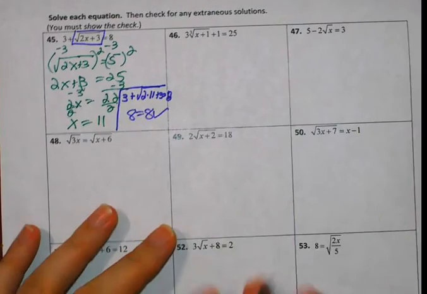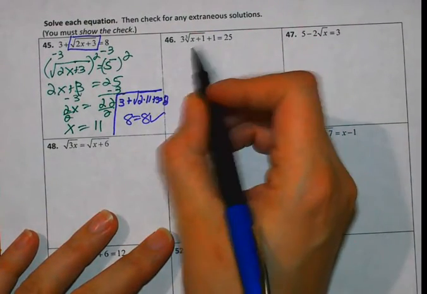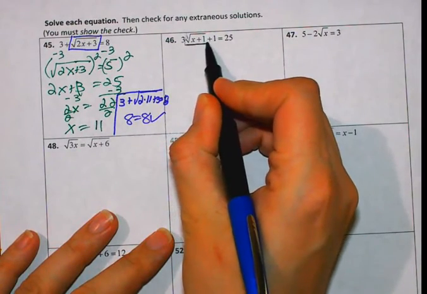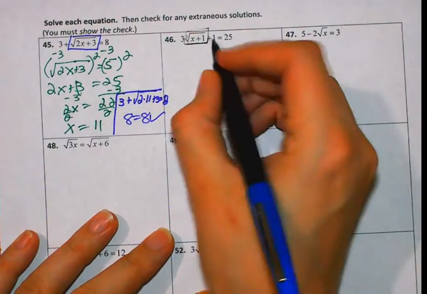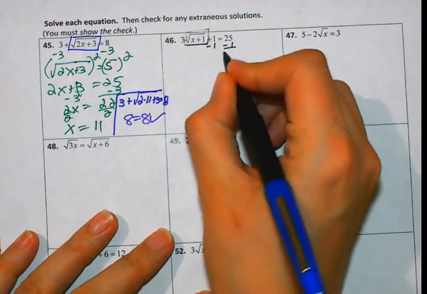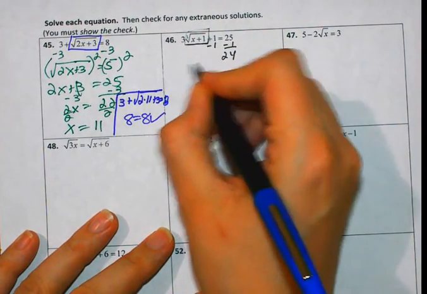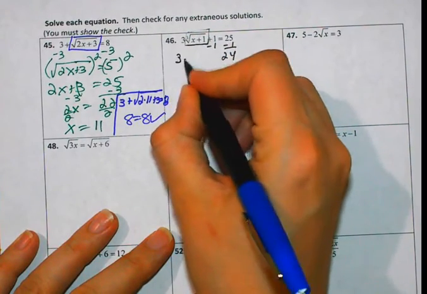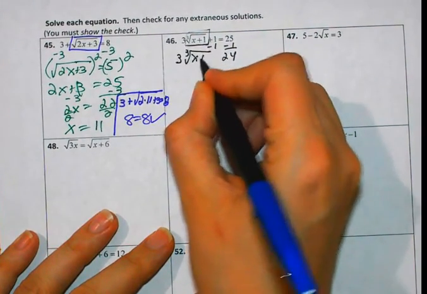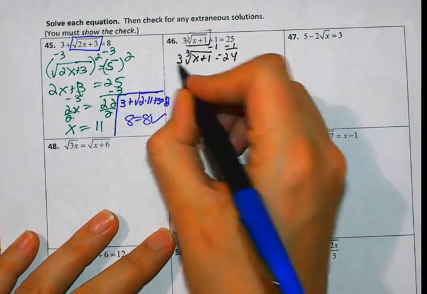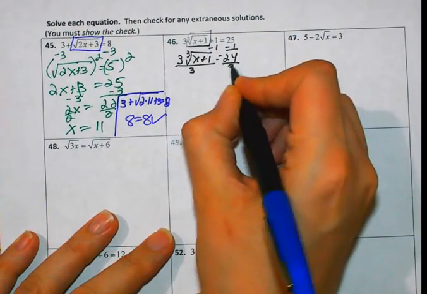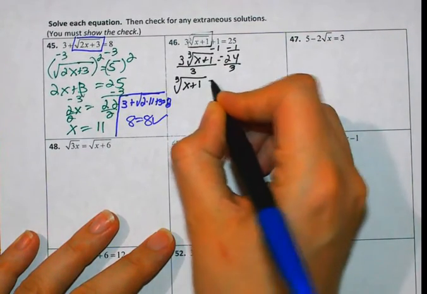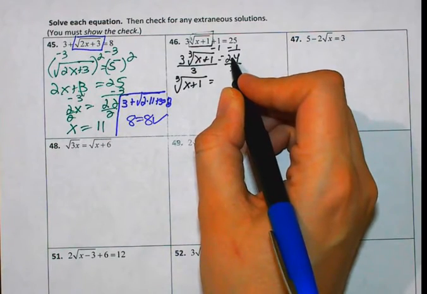Same process, so we need to isolate. This time we have the cube root. So I'm isolating everything under the cube root. The first thing I'm going to do is minus 1. 24. So the next thing I want to do, I'm going to rewrite cube root of x plus 1 to divide by 3. So I have the cube root of x plus 1 equals 24 divided by 3 is 8.